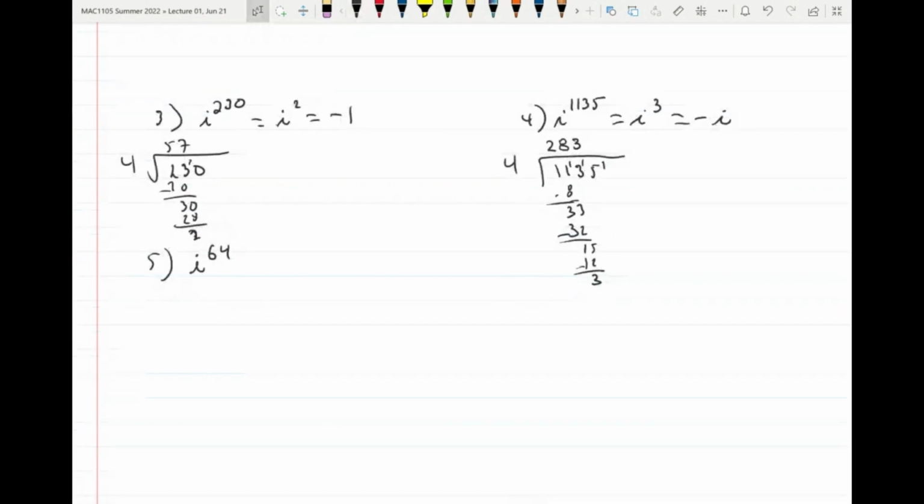Okay. And how about number 5? So what's the remainder? The remainder is 0, right? 64 is a multiple of 4. What is it? 15? No. 16. 16 times 4. Okay. Questions about finding powers of i? Okay. All right. So we have this.